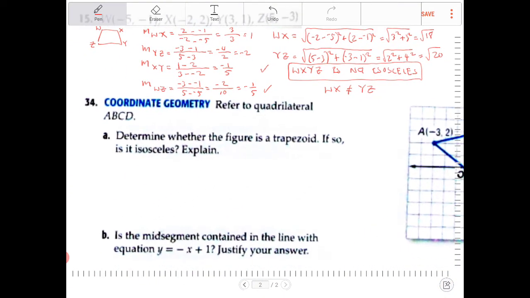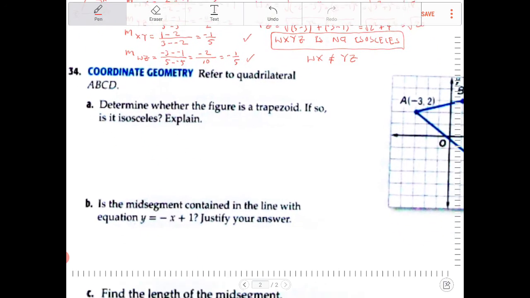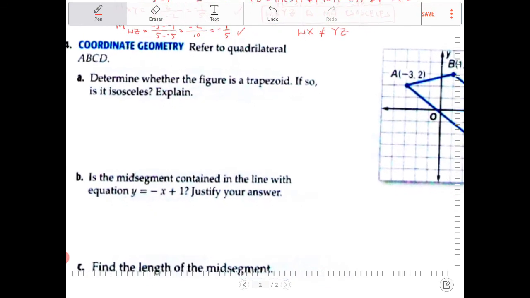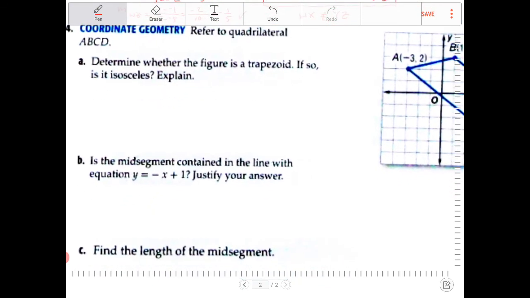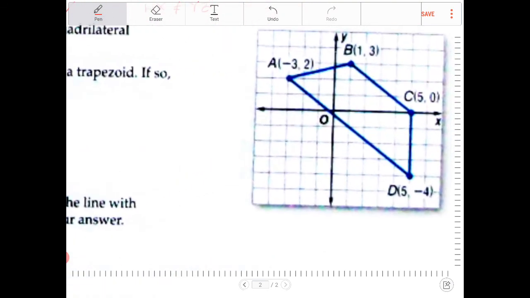Okay. Question 34. Refer to quadrilateral ABCD. Determine whether the figure is a trapezoid. If so, is it isosceles? Explain. So it's basically the same question. Very, very similar. So because it's already drawn for us, I'm going to figure out the slopes by counting, and I'm going to figure out the lengths by using the Pythagorean theorem.